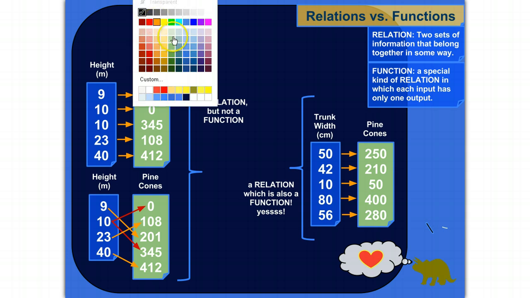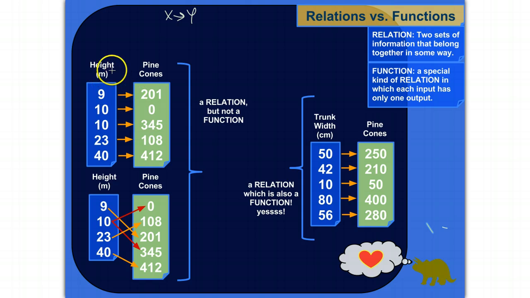These numbers are totally made up, but let's say we checked out 5 different trees, and we wrote down the heights of the trees, and we wrote down how many pine cones each one had. So that would be a relation. For example, this tree that's 9 meters tall, let's pretend that it had 201 pine cones on it. Or this tree that was 10 meters tall didn't have any pine cones. And then we saw another tree that was 10 meters tall and it had 345 pine cones, etc. So we would call this a relation.